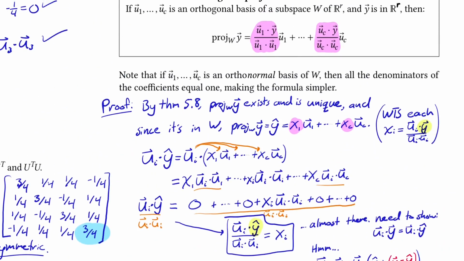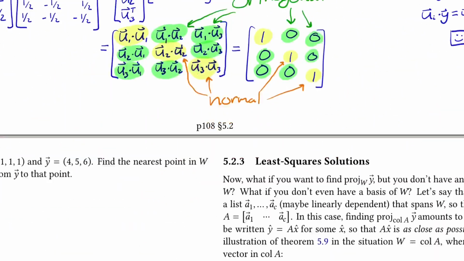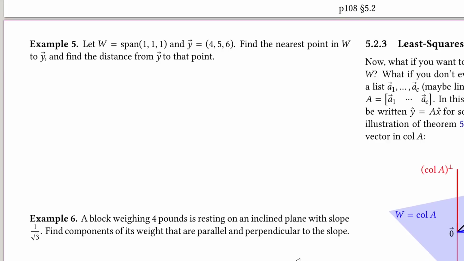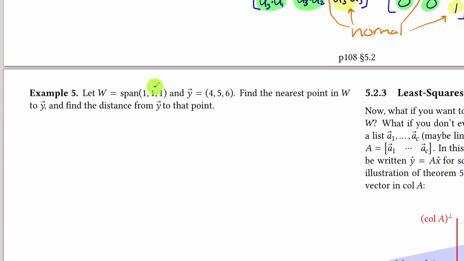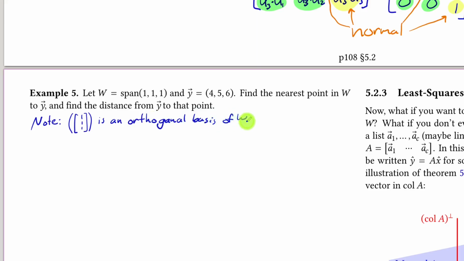Let's do an example of applying this formula, here with example 5 and example 6 maybe. So in this case, W is the span of (1, 1, 1), and the vector (1, 1, 1) is actually an orthogonal basis of W, because this u1 vector is orthogonal to every other vector in the list. There are no other vectors in the list, so it's vacuously orthogonal.